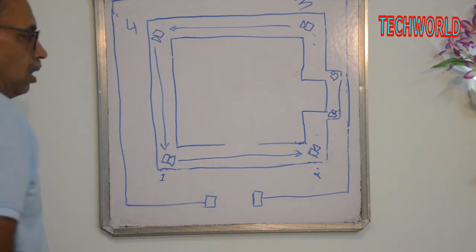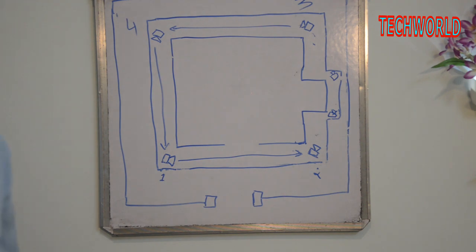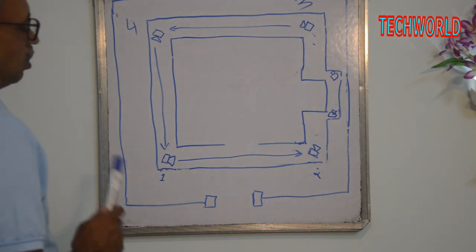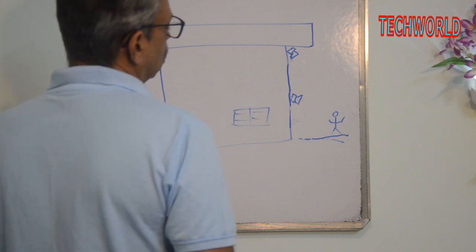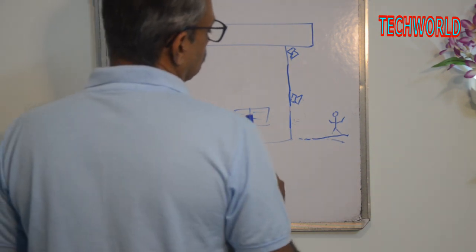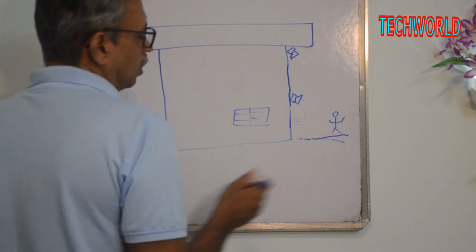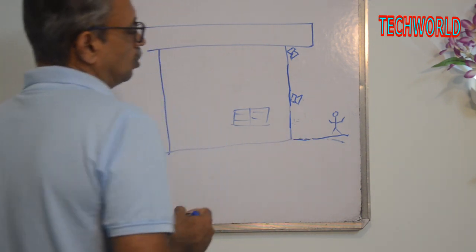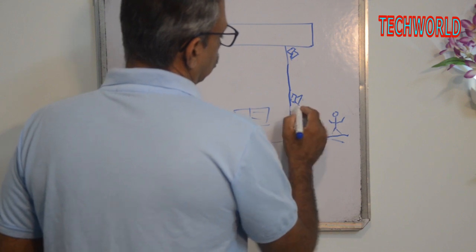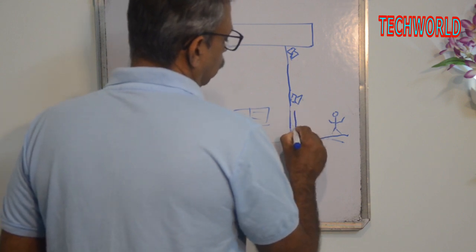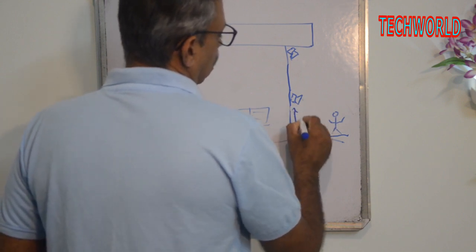Okay, now I am going to tell you about the installation height of the camera. Okay friends, in this diagram I am just going to mention the installation height of the camera as well as the view angle of the camera. So usually you have to install the camera around 12 to 15 feet height.